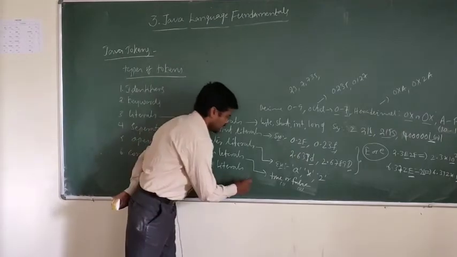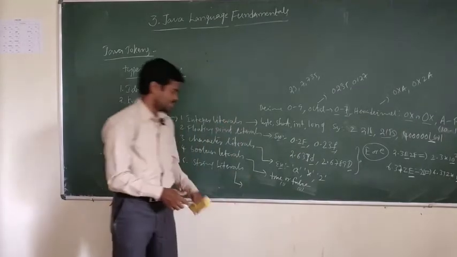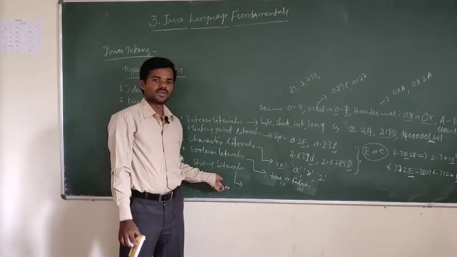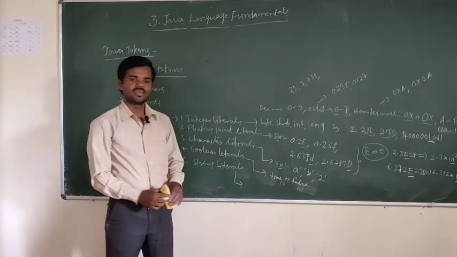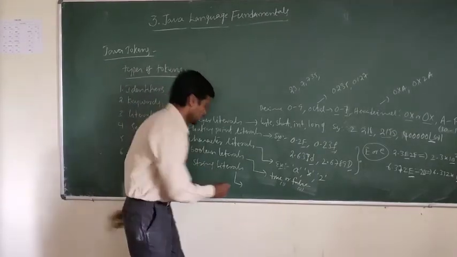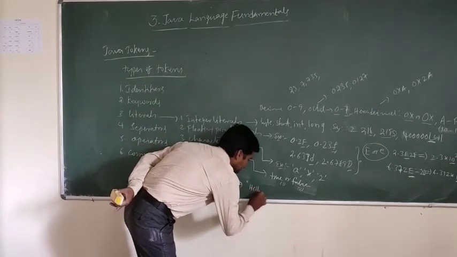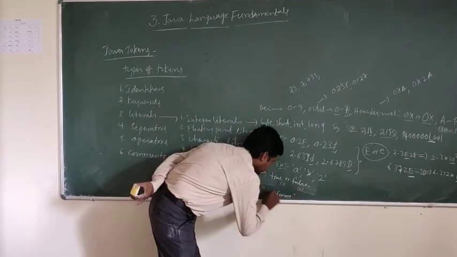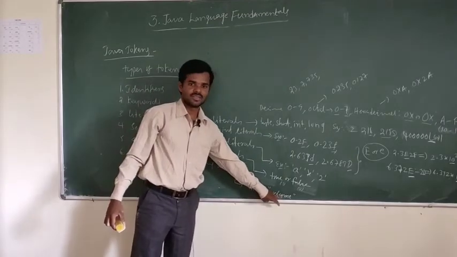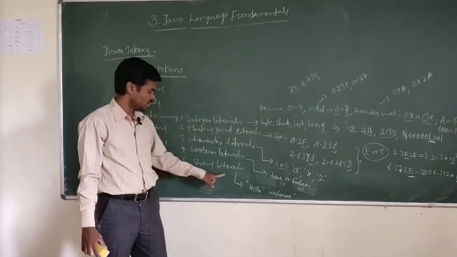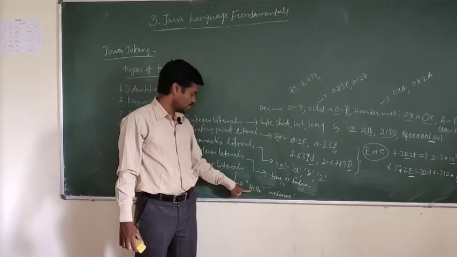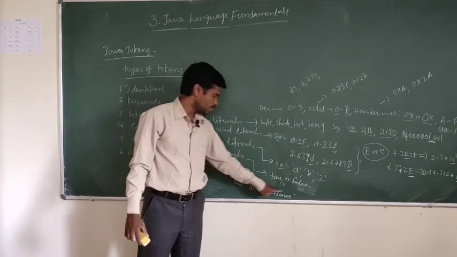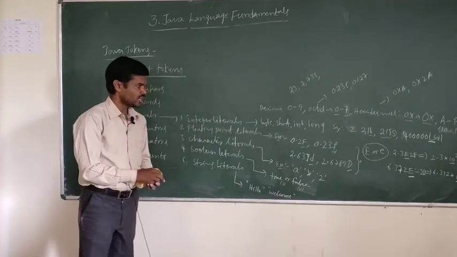Then string literals. String literals are literals which contain a sequence of characters. The sequence of characters or the collection of characters is called a string literal. String literals are represented by using double quotes. For example, hello, or welcome. So these are the string literals. String literals come under the data type string. So string literals also contain a collection of characters, a set of characters, represented by using double quotes.